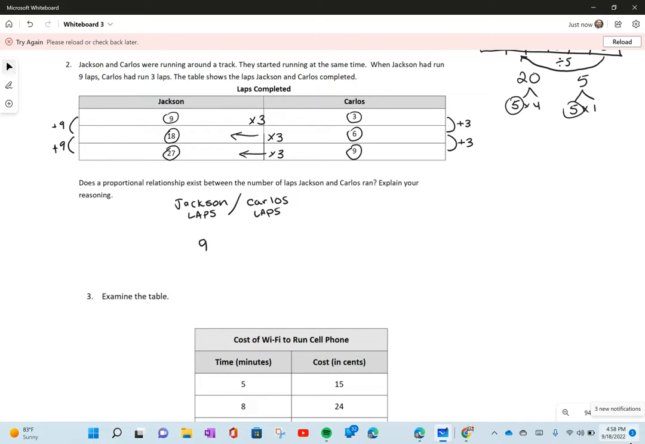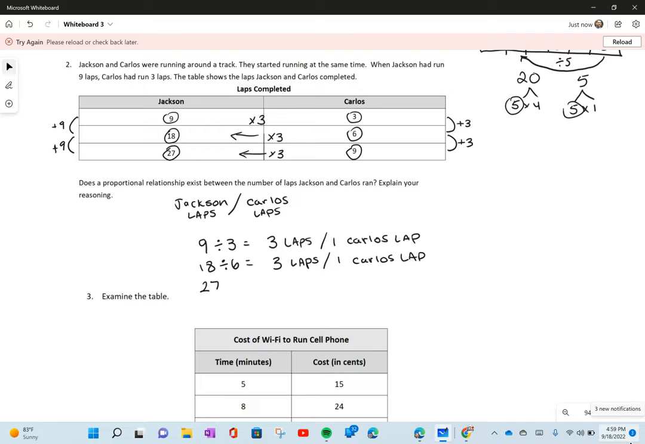So if it's 9 per 3, that equals 3 laps per 1 Carlos lap. If we look at 18 divided by 6, the number of laps that Carlos runs, we get that it is 3 laps per 1 lap that Carlos runs.